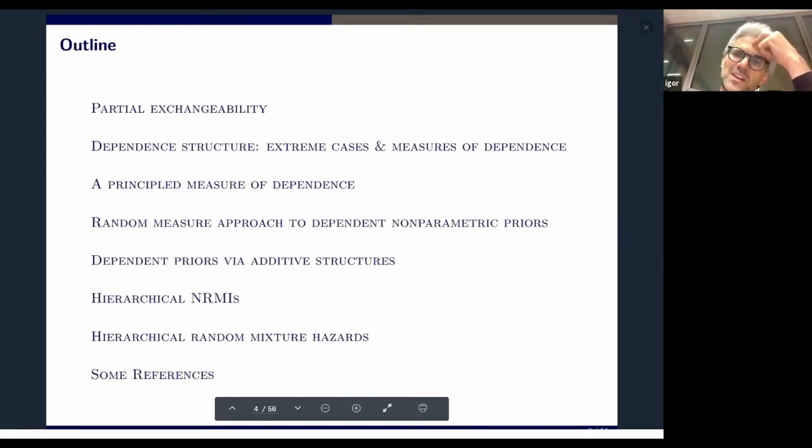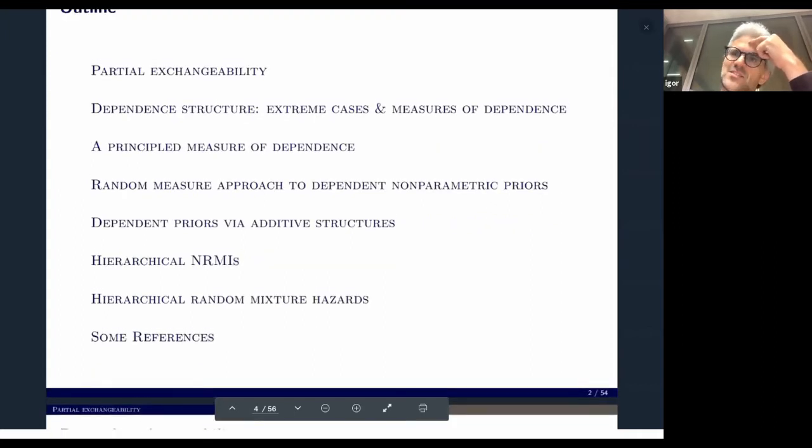Okay, so the first thing, if you want to understand a dependence structure, is obviously to go and look at extreme cases. And the second thing, once you understood well the extreme cases, you want a measure of dependence. Most of the literature focuses for now on correlation, which I'm not too happy about. And so we actually propose a different approach, which is a principled, distance-based approach to measuring dependence. We spent some time on this one, which is, I think, a nice chapter.